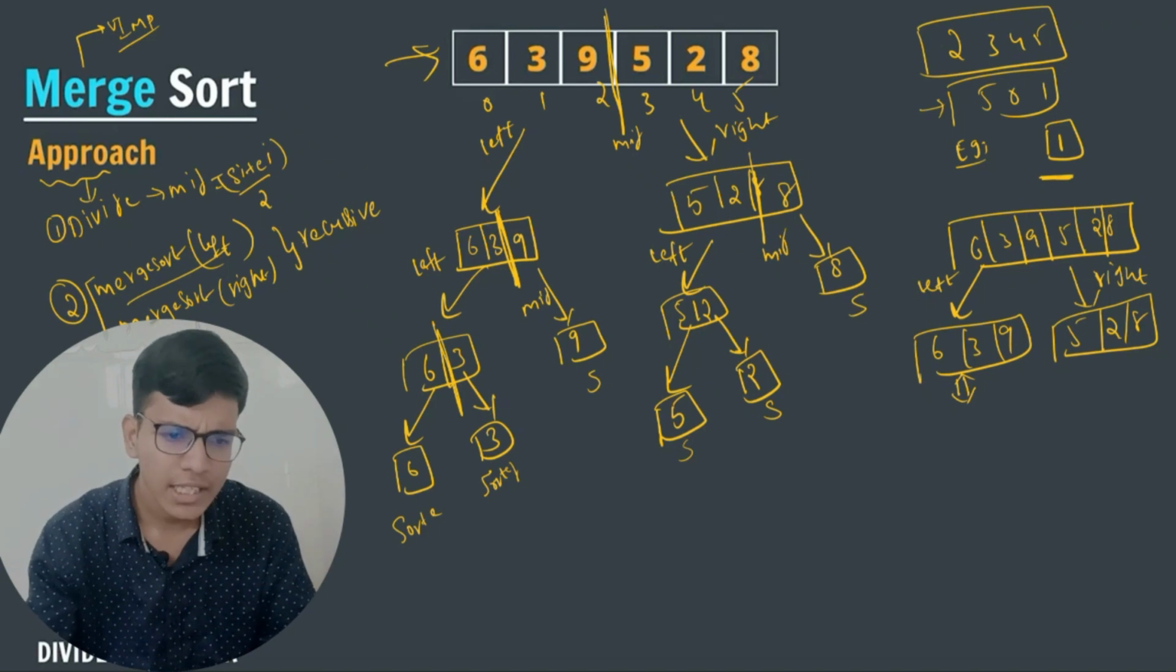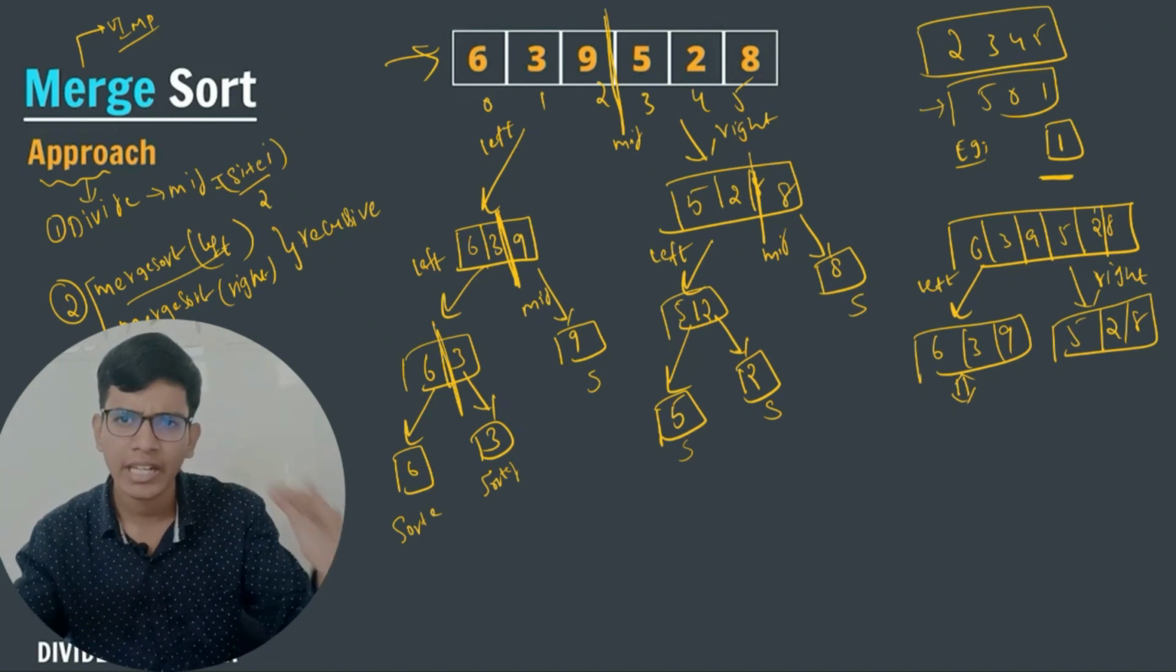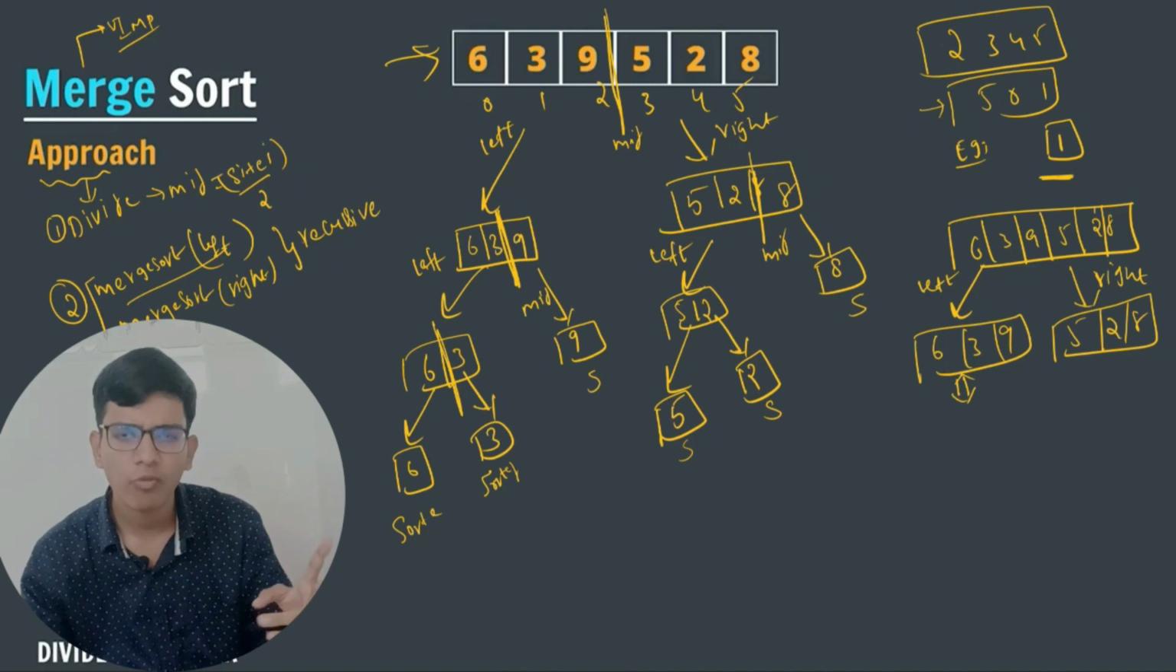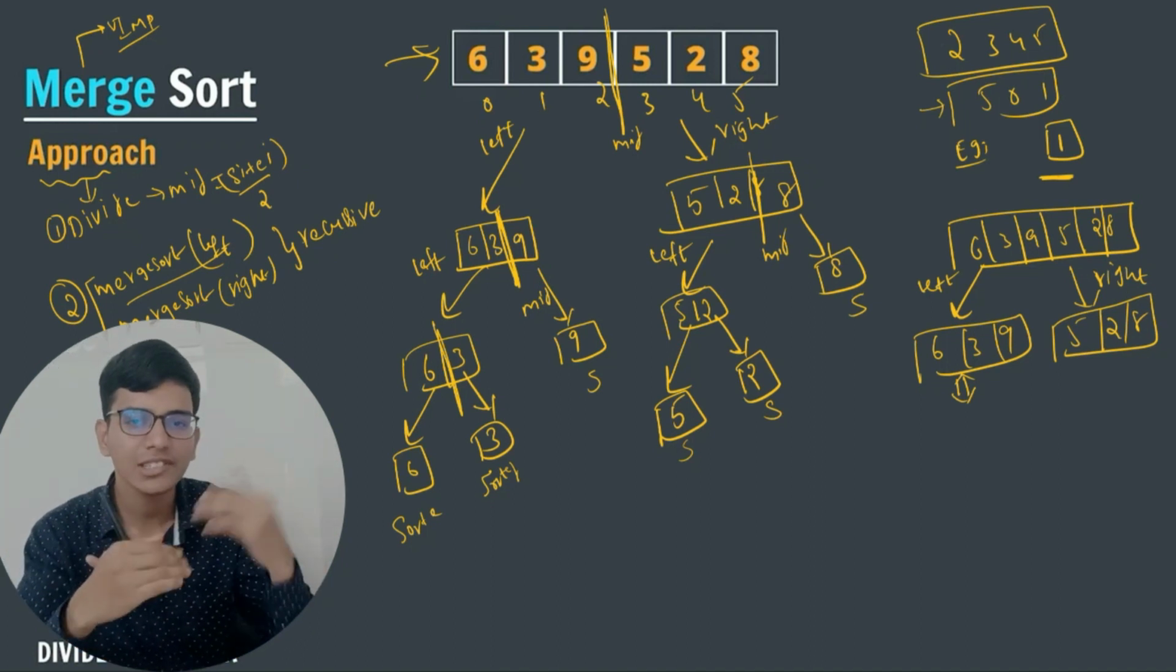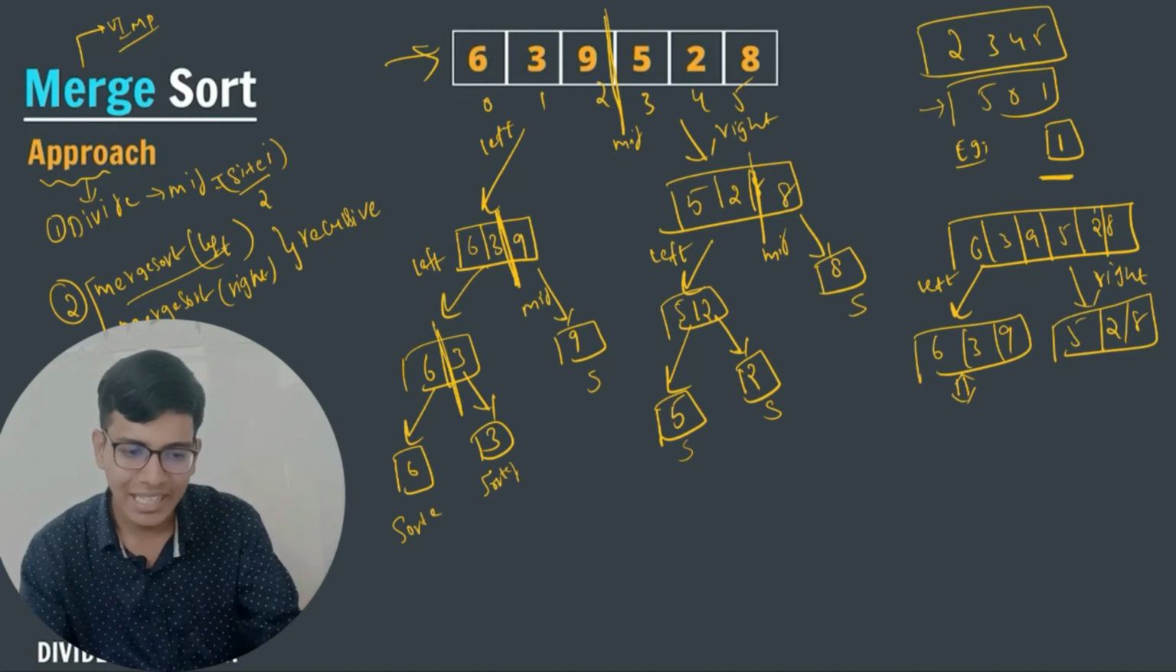So you can see that what I'm doing in the first step is dividing. The second step is calling my merge sort for my left, and after that merge sort for my right. These calls will continue until I reach my base case.